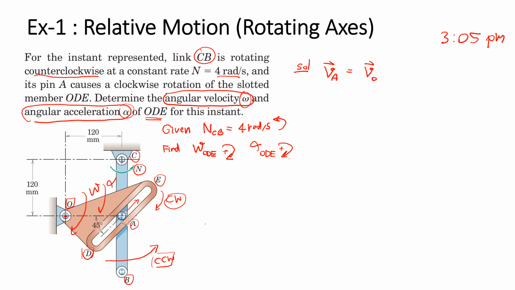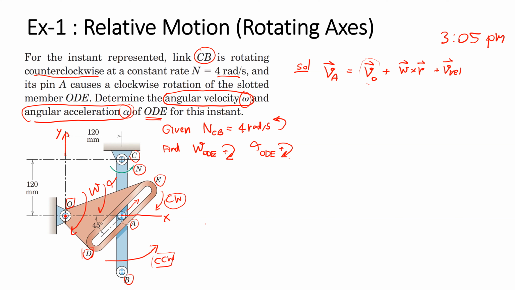We're going to consider X and Y at the point O. And if you remember the relative velocity, we have the velocity of the origin of the frame, plus omega crossed by the relative position vector, and we consider the relative velocity.